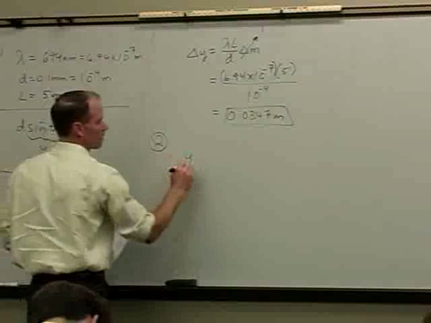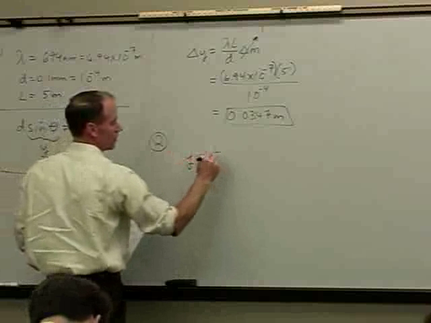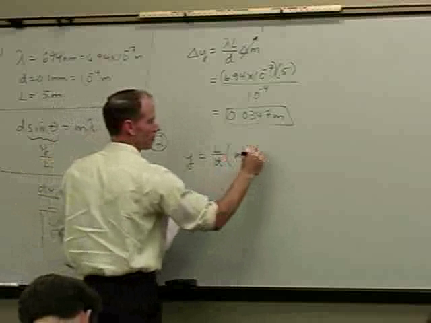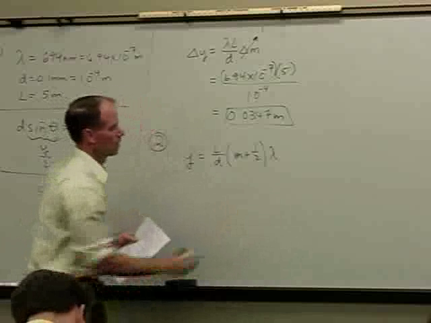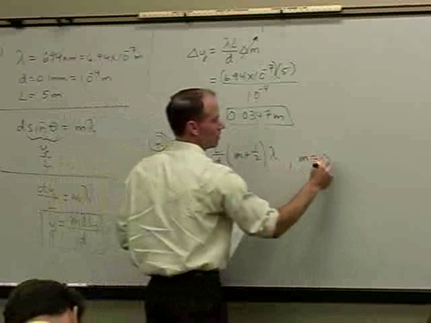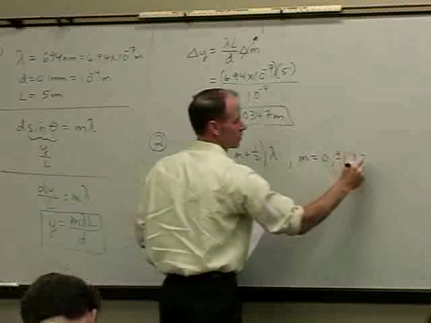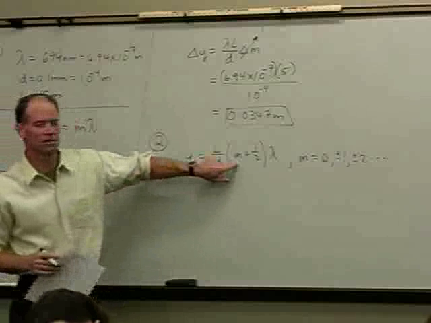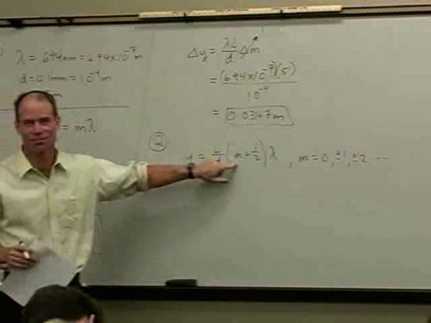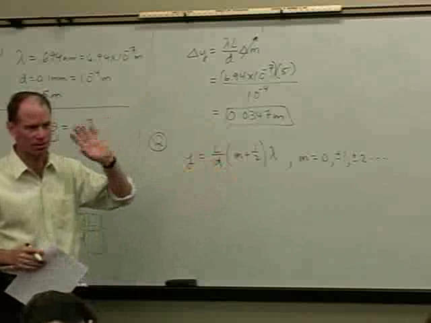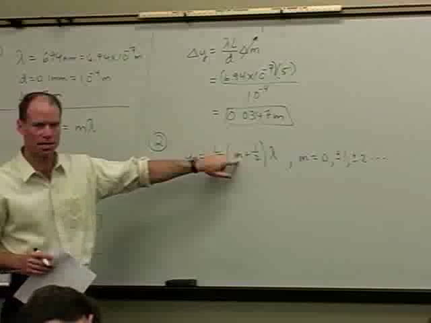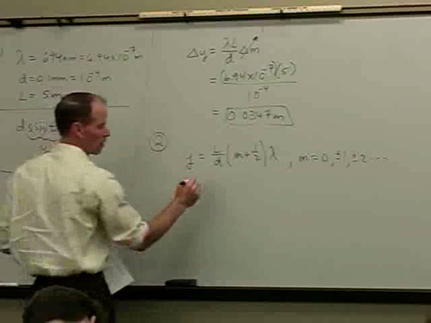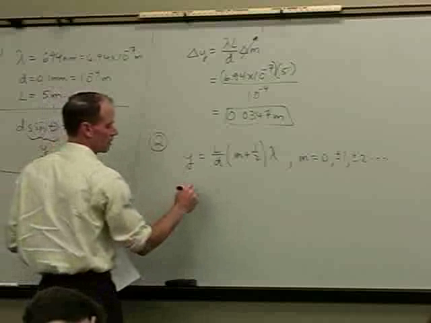Now the position for the dark fringes is y equals L over d times (m plus 1/2) lambda, where m is equal to 0, plus or minus 1, plus or minus 2, and so forth. So the first dark fringe would be when m is equal to 0, right? The central bright fringe is not that; the first dark fringe is m equal to 0. So the third dark fringe would correspond to m equal to 2.